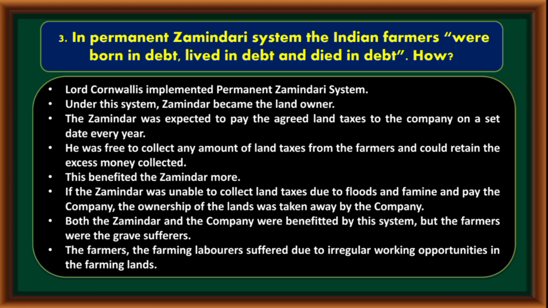If the Zamindar was unable to collect land taxes due to floods and famine and pay the company, the ownership of the lands was taken away by the company. Both the Zamindar and the company were benefited by this system, but the farmers were the grave sufferers. The farming laborers suffered due to irregular working opportunities in the farming lands.